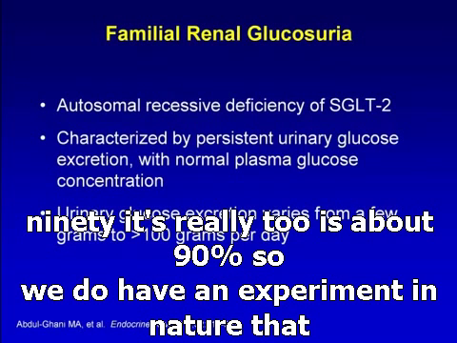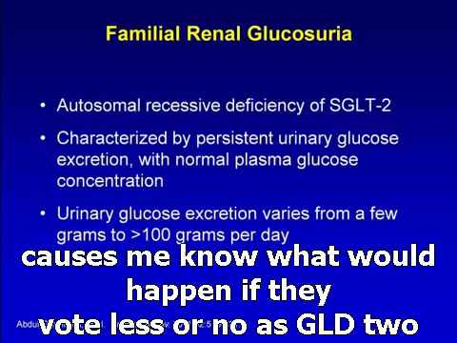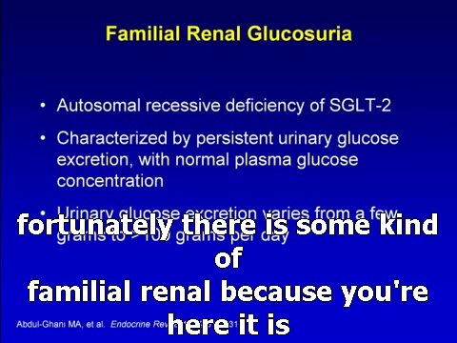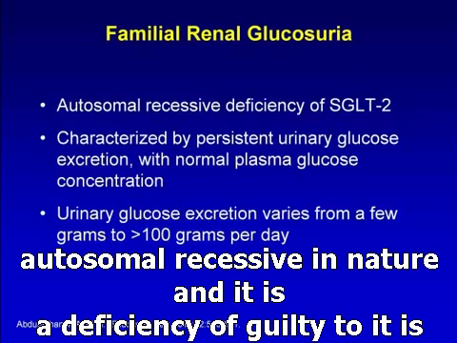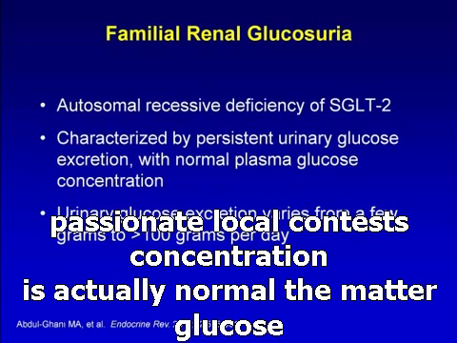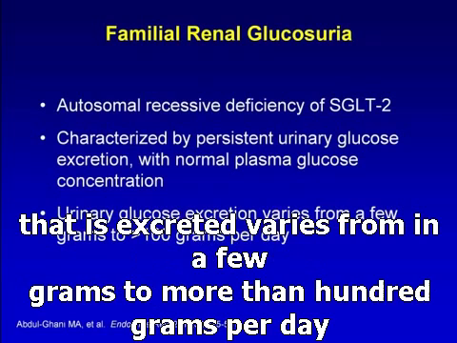So we do have an experiment in nature that tells us what would happen if there was less or no SGLT2. Fortunately, there is a syndrome called familial renal glucosuria. It is autosomal recessive in nature, and it is a deficiency of SGLT2. It is characterized by a persistent urinary glucose excretion, although the plasma glucose concentration is actually normal. The amount of glucose that is excreted varies from a few grams to more than 100 grams per day.